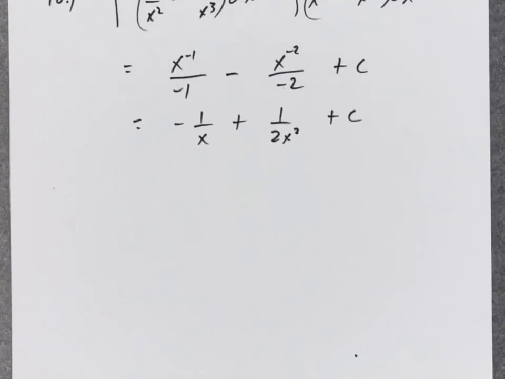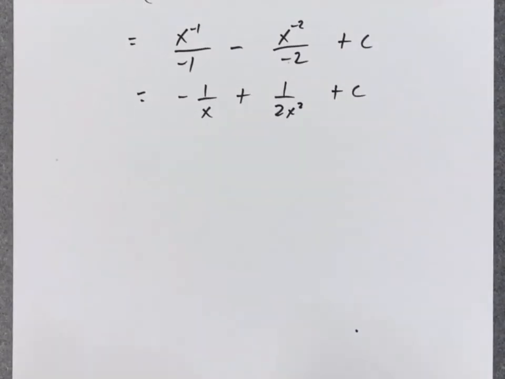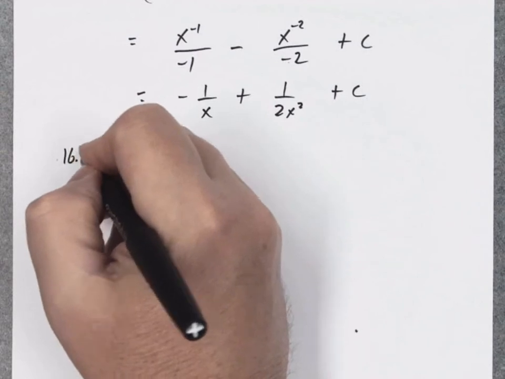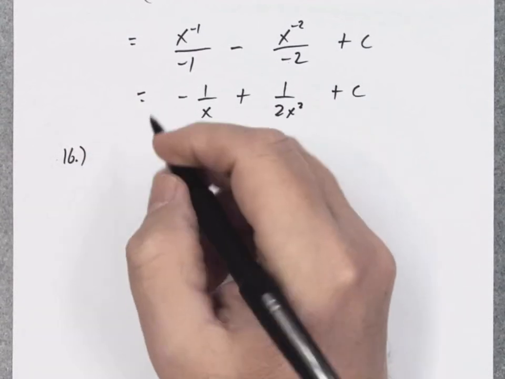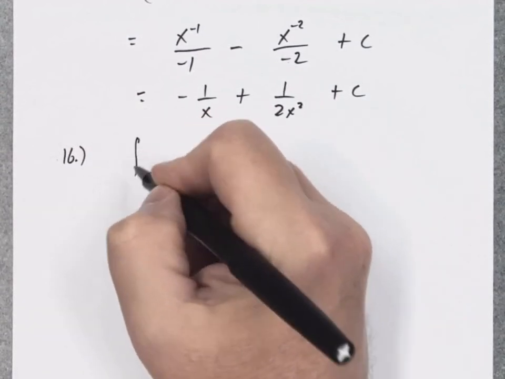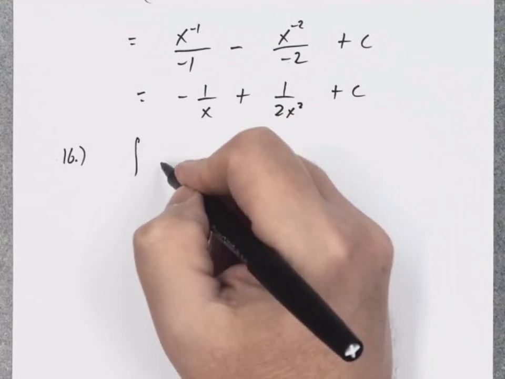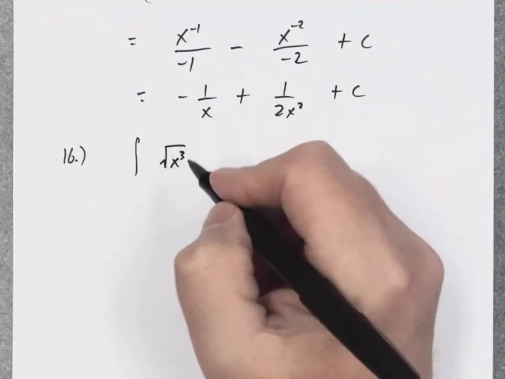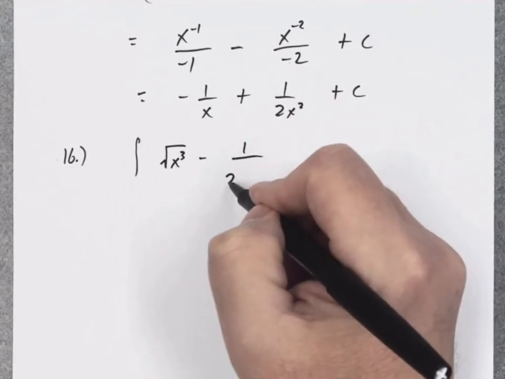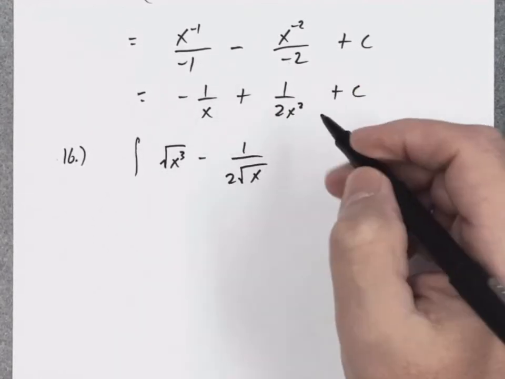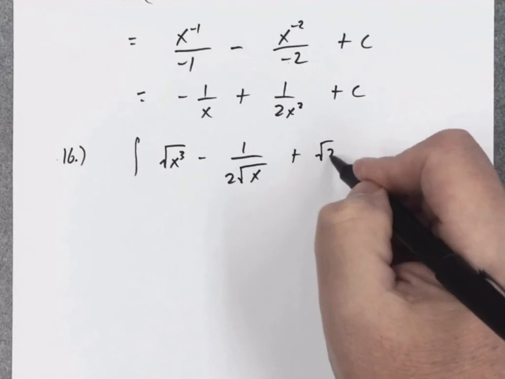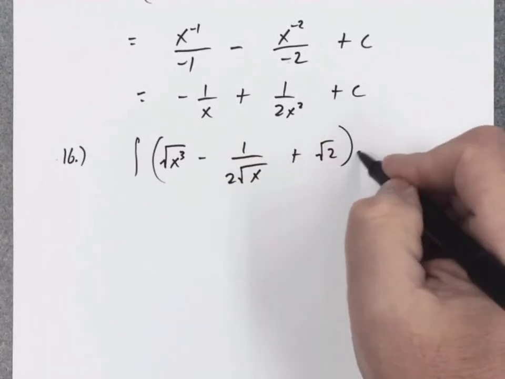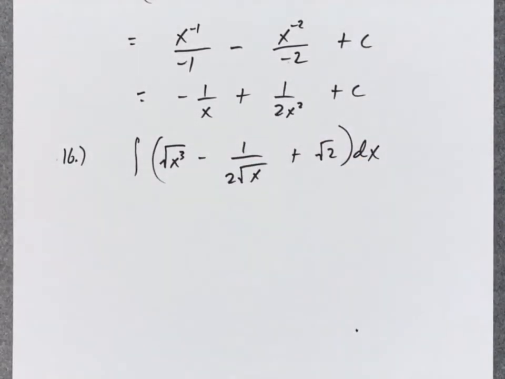All right, let's do a couple more. Hopefully with practice, you'll get this done pretty well. All right, this one looks pretty messy. The square root of x cubed minus 1 over 2 square root of x plus the square root of 2. So I got three terms here, the integral of all that.